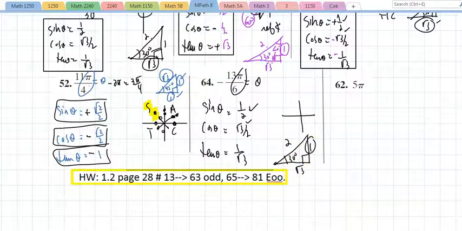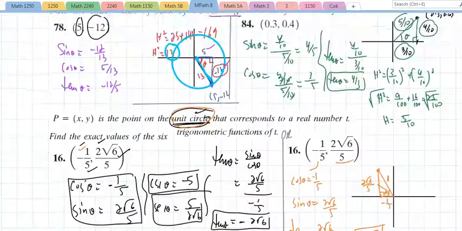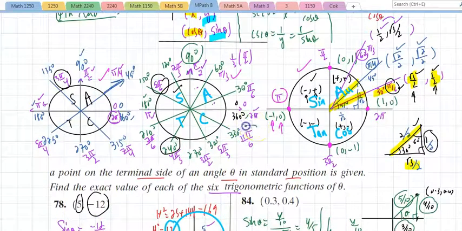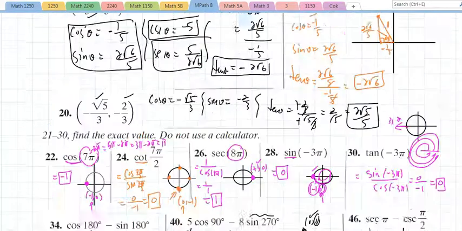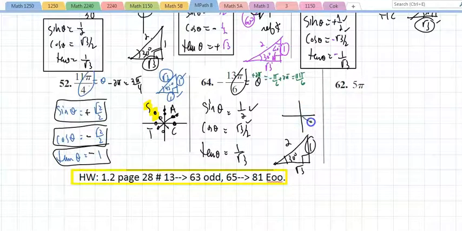Where is negative 11 pi over 6? Well, you could say, wait a minute, negative 11 pi over 6, if I add 2 pi to that, that'll be 12 pi over 6 minus 11 pi over 6, that's pi over 6. If I add another 2 pi, that's 11 pi over 6. I know where 11 pi over 6 is. There's 11 pi over 6. It's in quadrant 4. And if it's in quadrant 4, I know cosine is the only positive. The other two must be negative.